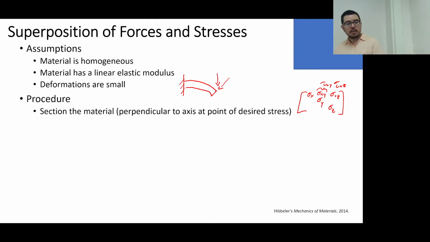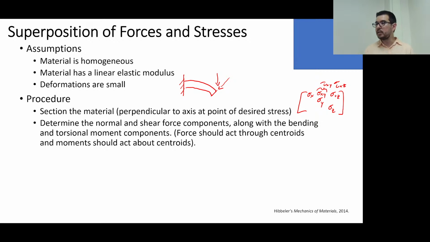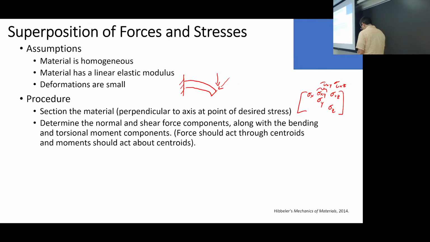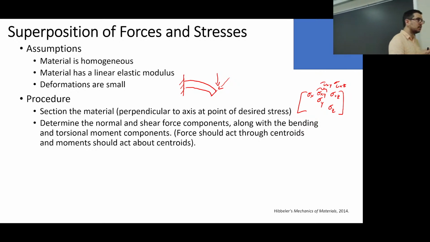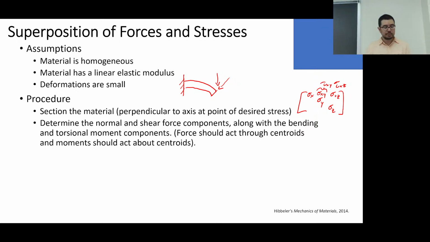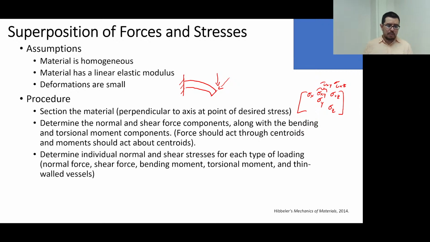What is our procedure? We're going to section the material, okay? And typically that means we take a slice and we're trying to look at surfaces that have stress coming out of it or stress along it. If it's along it, it's a shear stress, right? If it's coming out of it, that's going to be a normal stress. We're going to be determining the normal and shear force components, along with the bending and torsional moment components. This won't be a big thing that we emphasize too much, unless you're doing transverse shear stress calculations, but we're thinking about these forces and stresses and moments acting through the centroids of these surfaces. We can then determine the individual normal and shear stresses for each type of loading.